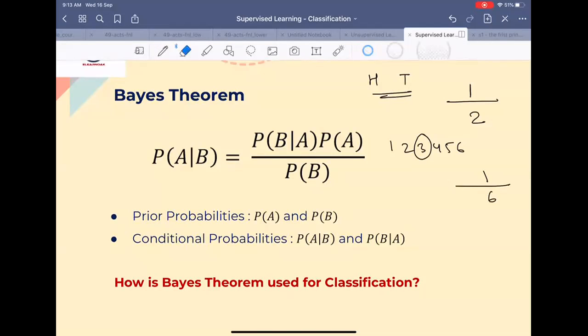Had I changed my question and said, what is the probability of getting an even number when you roll a dice, then my favorable options are 2, 4 and 6. That is, number of favorable options are 3 divided by total number of options, which is 6. That gives me 1 by 2. So this is very simply called probability. It is not a very complex topic. It's basically just evaluating your favorable options divided by your number of options.